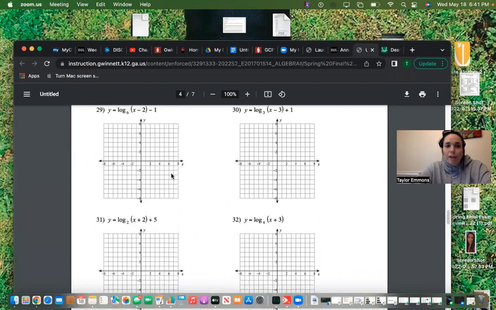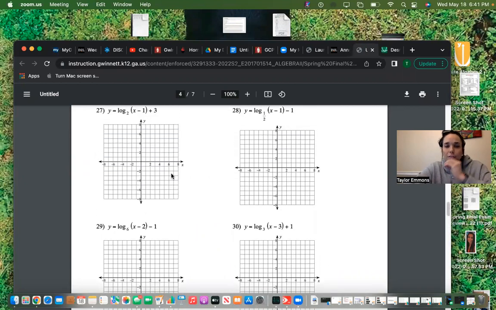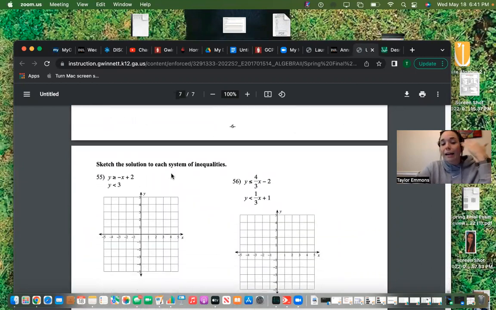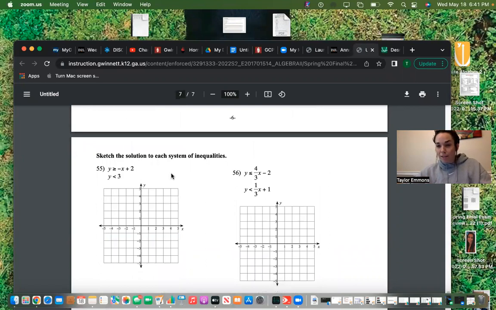Definitely need to know how to graph. And Tiff, you asked about constraints. Okay. So I didn't put any word problems on your final exam review, but what I did do is I gave you inequalities. Okay. And I told you to graph them.